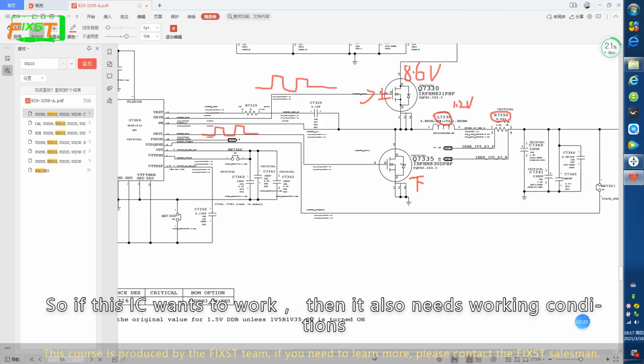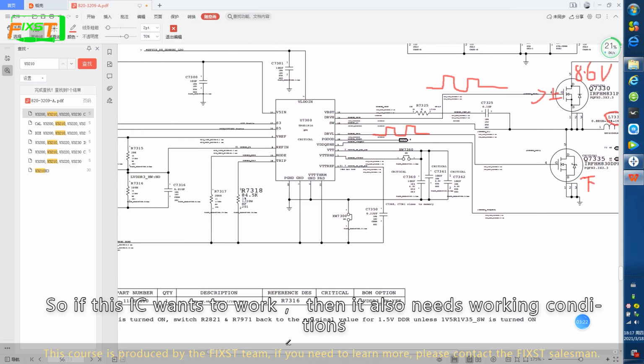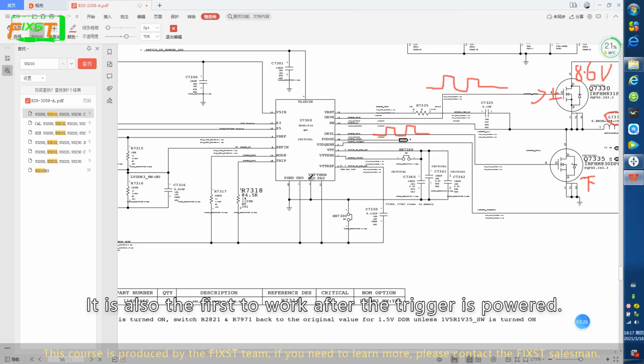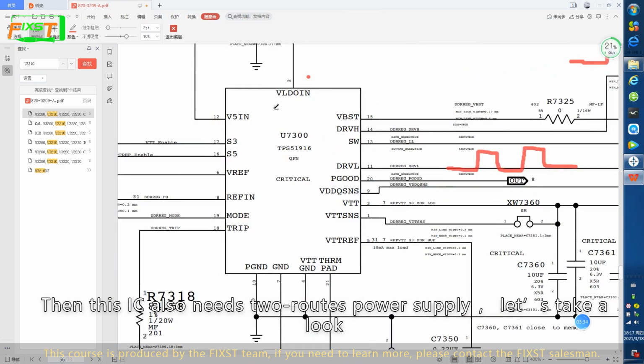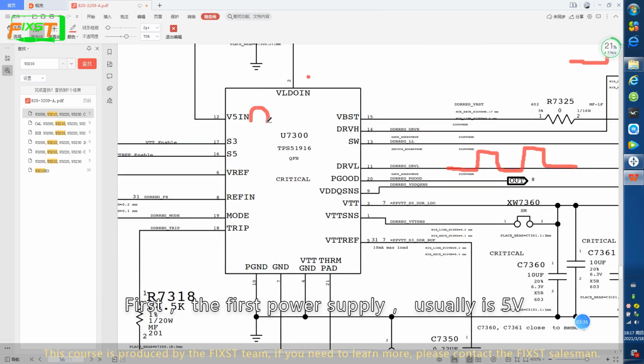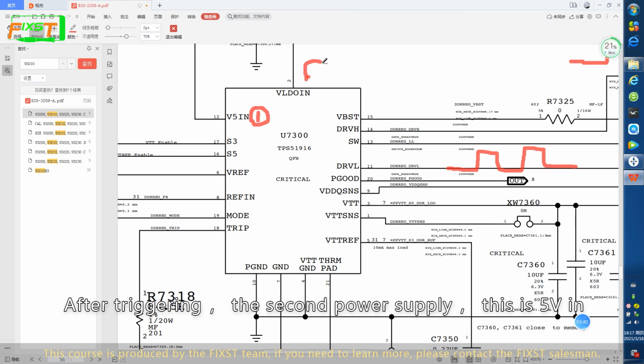So if this IC wants to work, then it also needs working conditions. It is also the first to work after the trigger is powered. Then this IC also needs 2V power supply. Let's take a look. First, the first power supply usually is 5V. After triggering, the second power supply, this is 5V in.